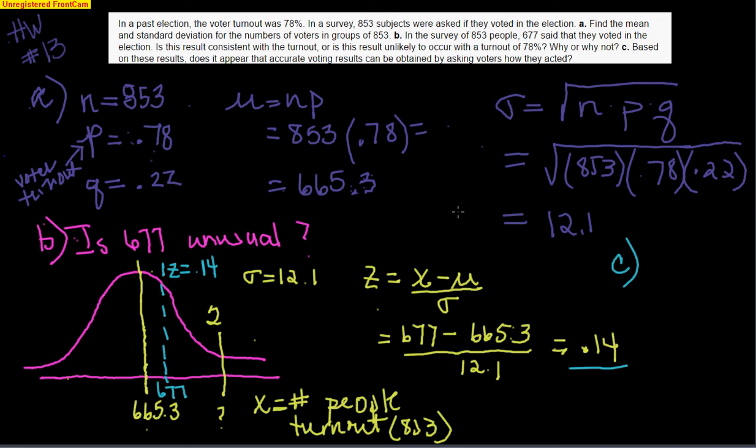So then when we get to letter C, the question is, based on these results, does it appear that accurate voting results can be obtained by asking voters how they acted? I would say yes, because it's totally within normal range that these people said that they voted. And that's how a lot of political polls are taken. They're just strictly asking people as they come out of the voting booths, how did you vote or did you vote? How do you plan to vote? So when they say, for example, that the Democratic candidate is up by so many points, this can be strictly from asking people. So go ahead and give that problem a try.